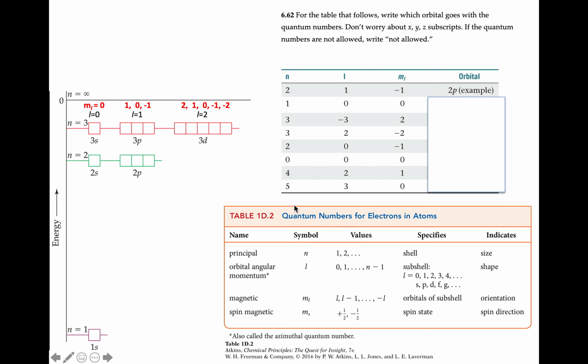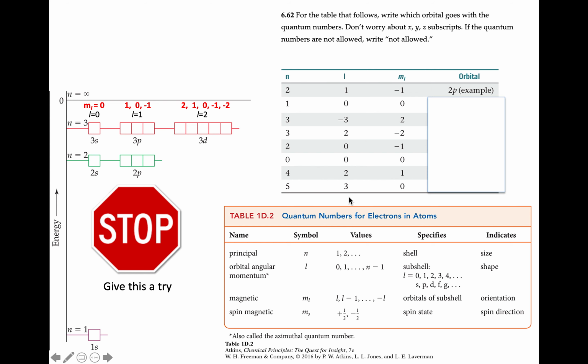Here's another end of chapter 1 question. It says, for the table that follows, write which orbital goes with the quantum numbers. Don't worry about x, y, z subscripts. If the quantum numbers are not allowed, write not allowed. I think several of these we have a good understanding of and would be able to address. Give this one a try.